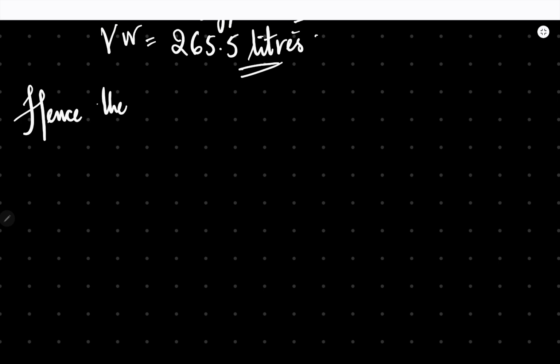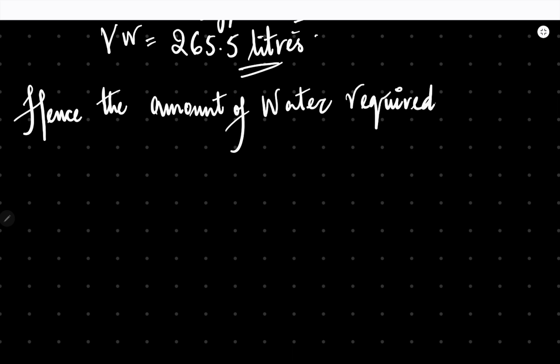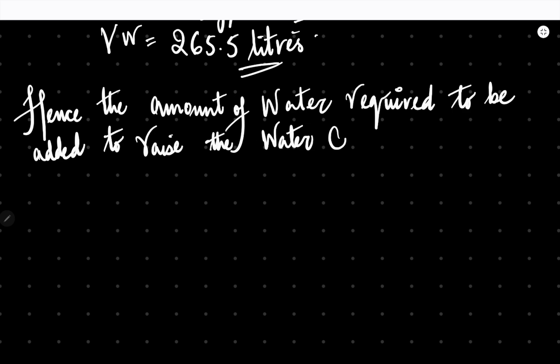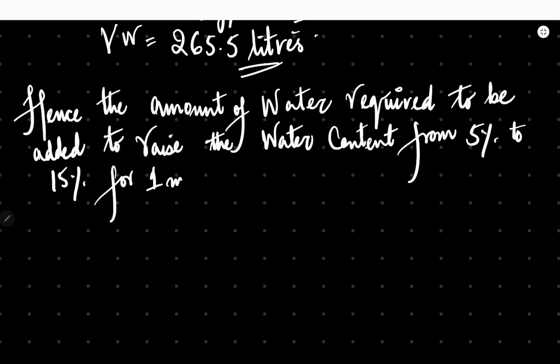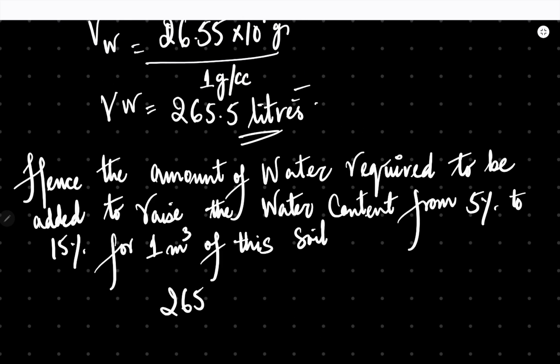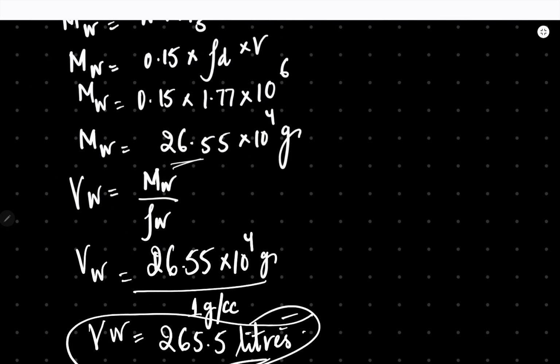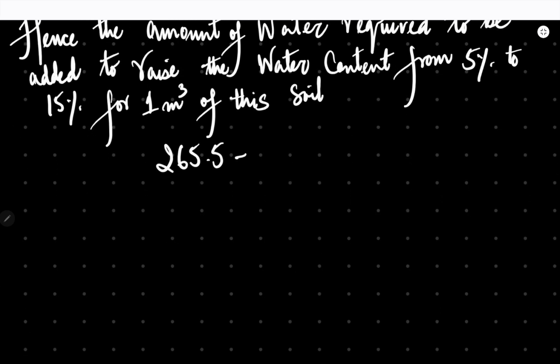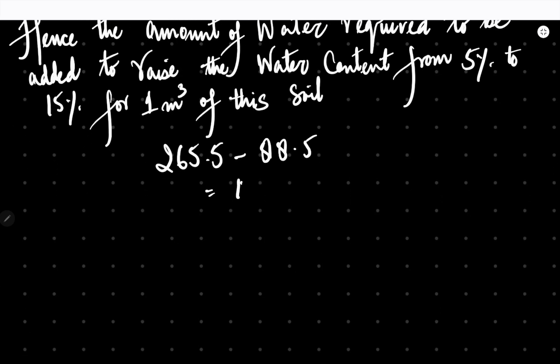Hence the amount of water required to be added to raise the water content from 5% to 15% for 1 cubic meter of this soil is 265.5 liters minus 88.5 liters, which is equal to 177 liters.